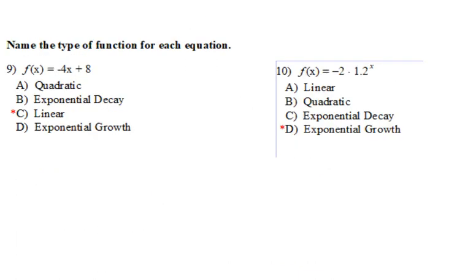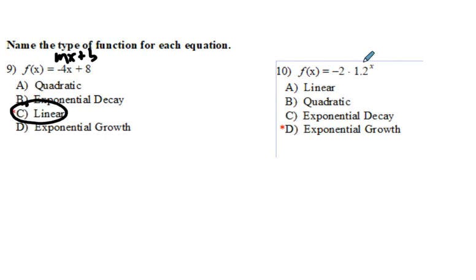Questions 9 and 10 are just identifying some of the functions we've studied all year. This is a line. That is y equals mx plus b. That you just need to recognize. 10. This is an exponential. The reason it's exponential is because I start at negative 2 and I multiply by 1.2. And my variable is in the exponent. If I repeatedly multiply by 1.2, that makes exponents. So that's why we call it exponential.